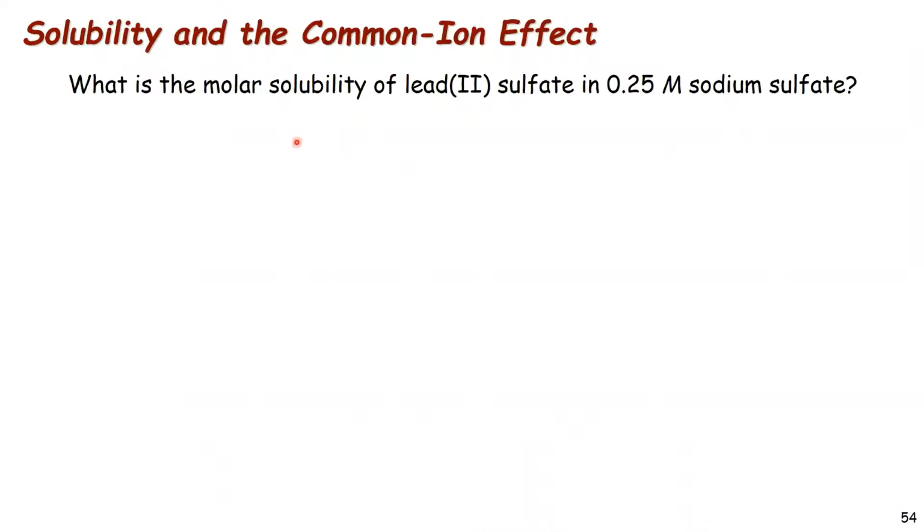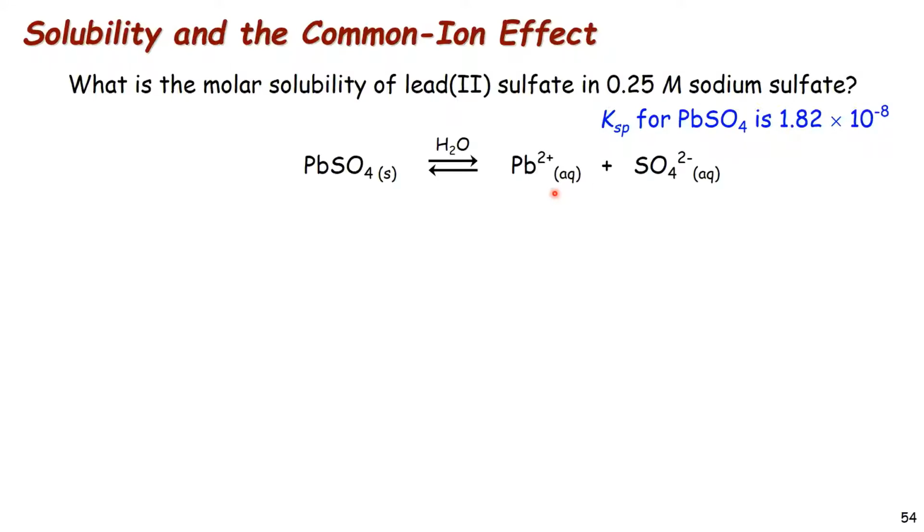So we want to know then, what is the molar solubility of lead-2 sulfate in 0.25 molar sodium sulfate? The KSP for lead-2 sulfate is 1.82 times 10 to the negative 8. We're going to need to set up the ICE table. So it's the lead-2 sulfate dissociating into the lead-2 plus ion and the sulfate SO4 2 minus ion.